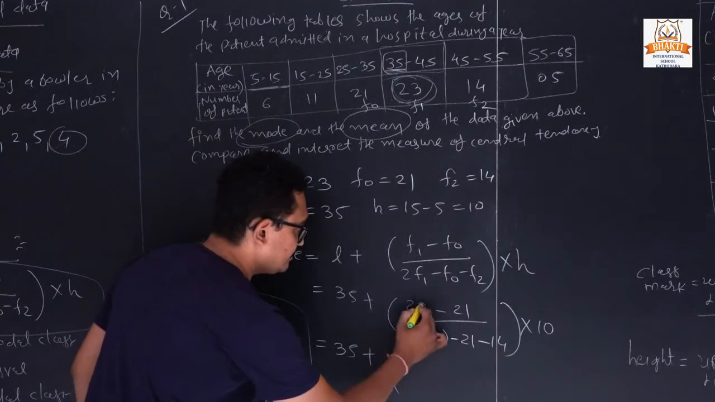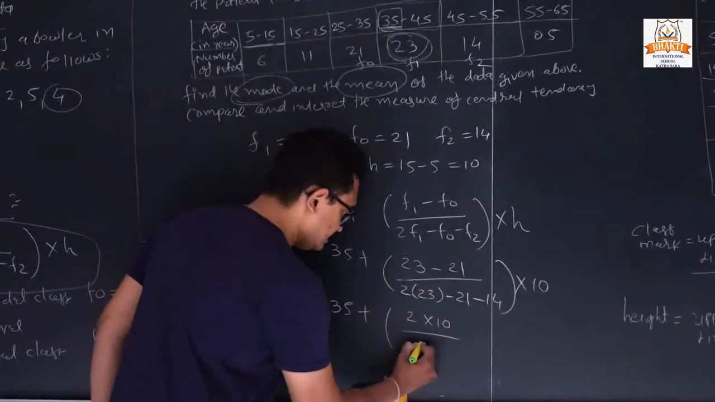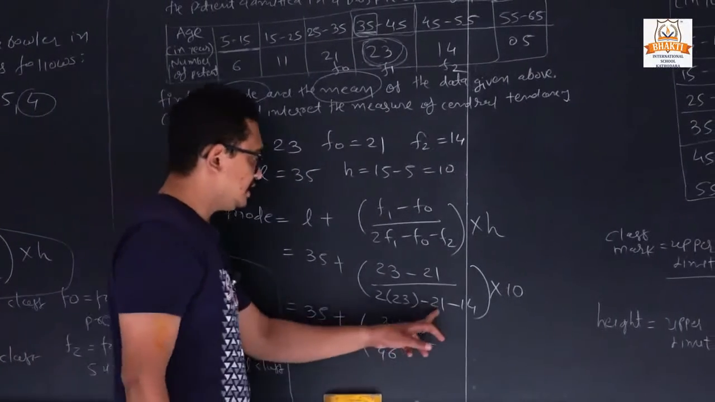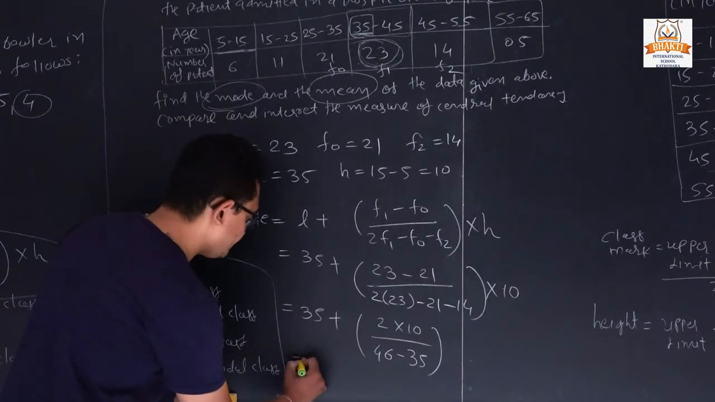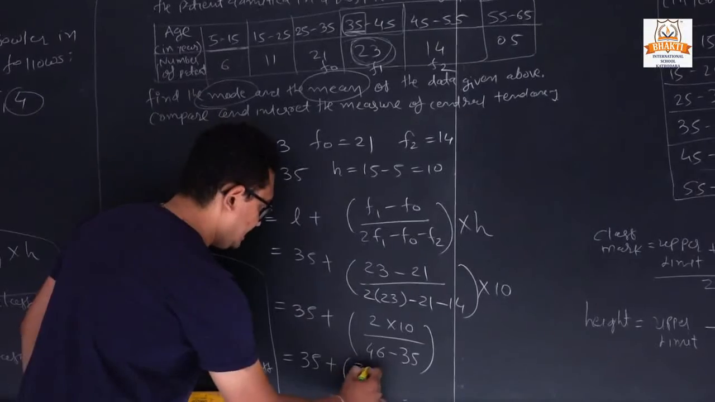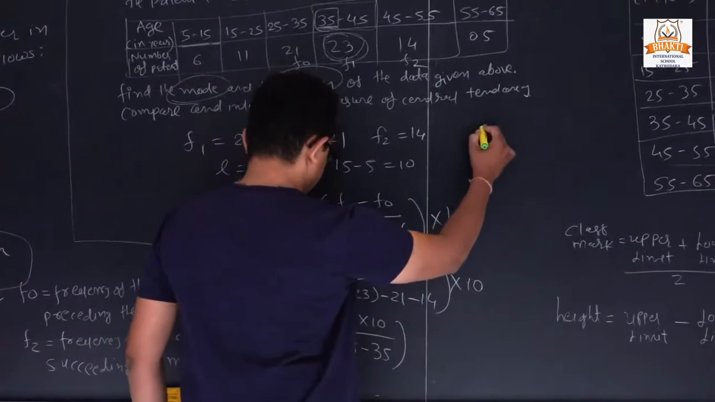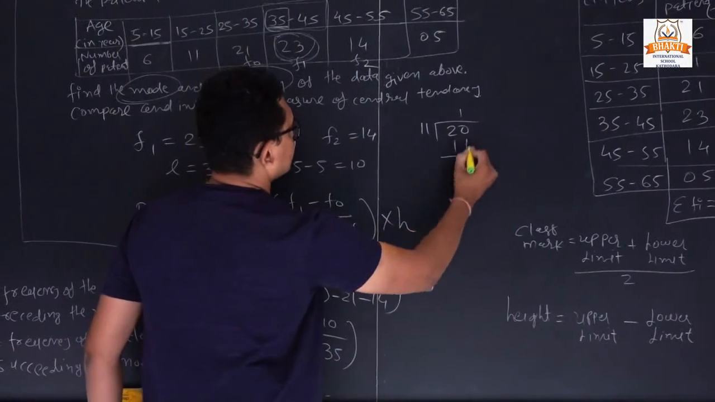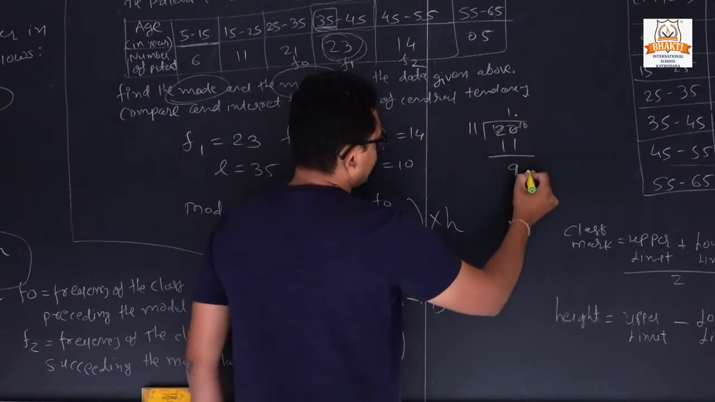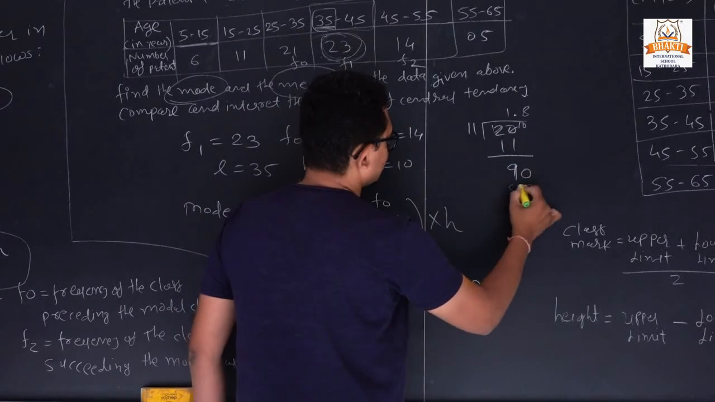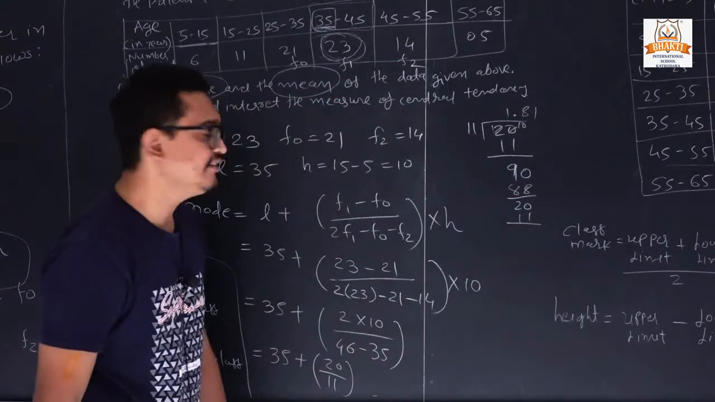So 35 as usual, 23 minus 21, so it is 2, into 10, divided with 2 times 23, 2 threes are 46. Minus 14 becomes plus, so 21 plus 14, so it is 35. Once again we can simplify that. So 35 plus 10 twos are 20, divided with 11, because 46 minus 35. Now we can divide. 11 into 20, 11 ones are 11, so here we have 9, here we have a 0. Once again we put a point, 8 elevens are 88, so here we have a 2. Once again 11 ones are 11, so it will be repeated, 1.8181 like that.